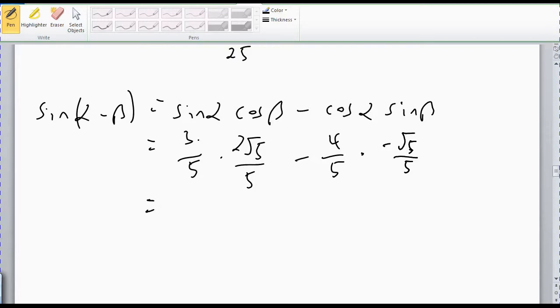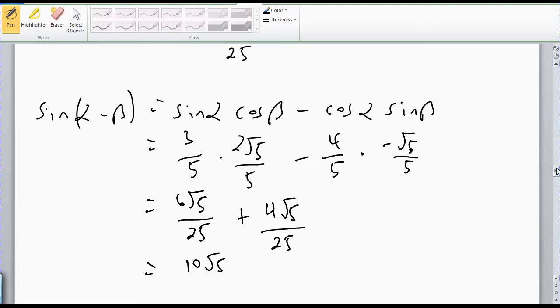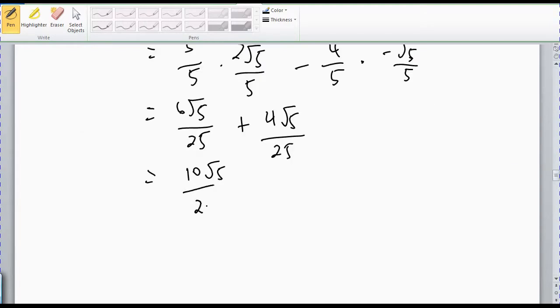Let's clean this one up. 3 times 2 is 6 square root of 5 over 25. Negative times a negative is a positive: 4 square root of 5 over 25, which is equal to 10 square root of 5 over 25. And that reduces down to, because 5 goes in 10 2 times, 5 goes in 25 5 times, 2 square root of 5 over 5.